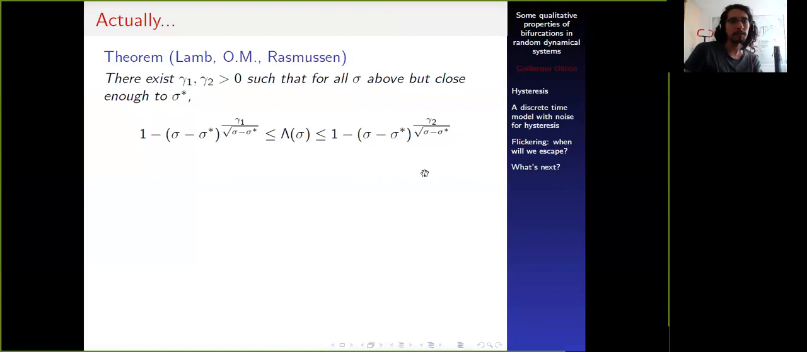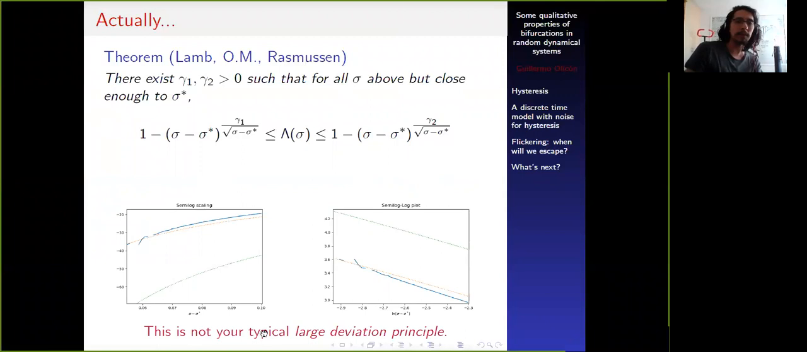And if we plot it in different scales, we see that we have better approximations. So the one over here is exactly the same I had before. So it does look like a straight line, but the approximation is not, right? So this is not a typical large deviation principle. So that was really nice. So this is some sort of non-standard thing that arises from discrete time and bounded noise.